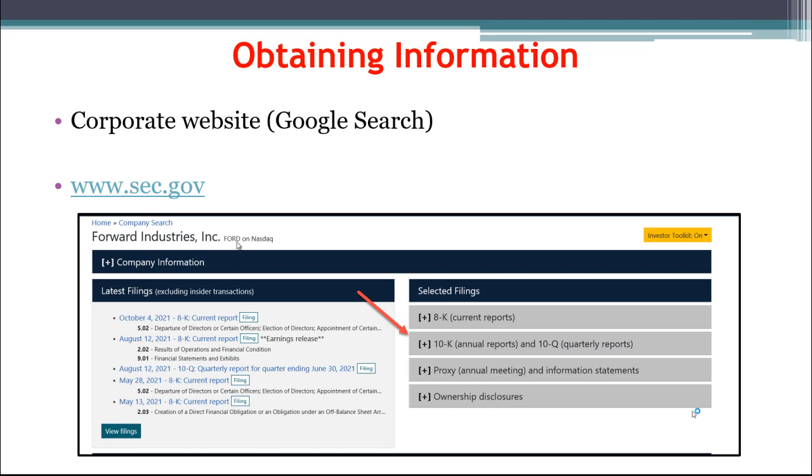This one I wanted to point out very clearly because I talked about Ford earlier. So let's say I just typed in Ford, F-O-R-D, in the company search. I might be surprised to find a completely different company, Forward Industries Incorporated. So FORD is the NASDAQ ticker symbol for Forward Industries. So basically just be careful that you find the right one you're looking for.